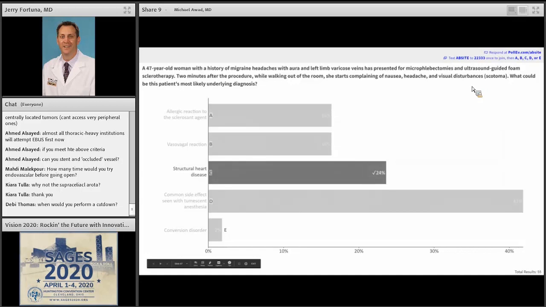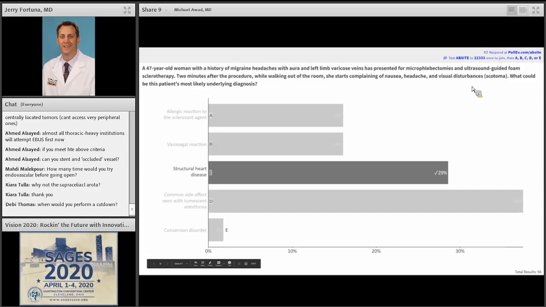So an allergic reaction to the sclerosing agent is possible, but would not likely give you the symptoms that she's having here. This makes you worry that you've had something cross from the venous to the arterial system to be able to give you these kind of end vascular bed type symptoms. Okay, so that's what they're really trying to drive at. Same thing with vasovagal reaction.